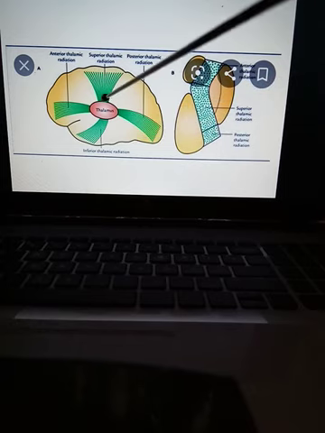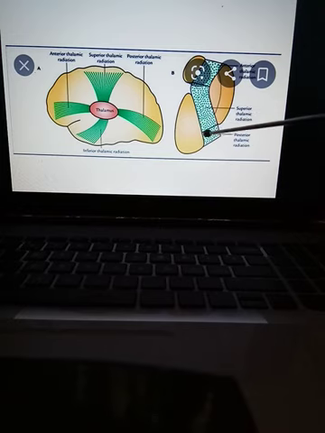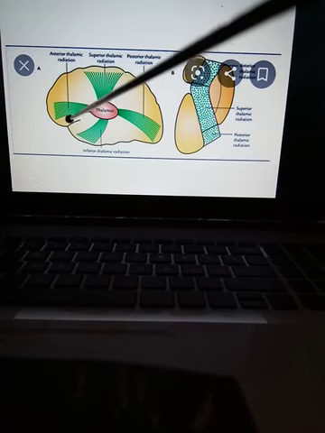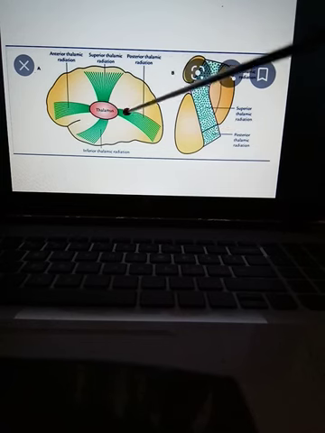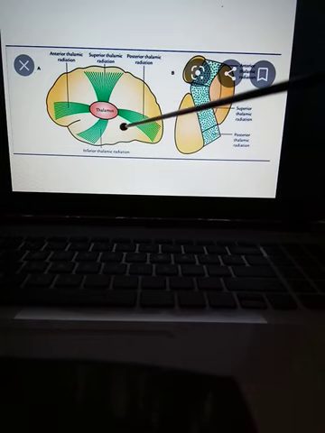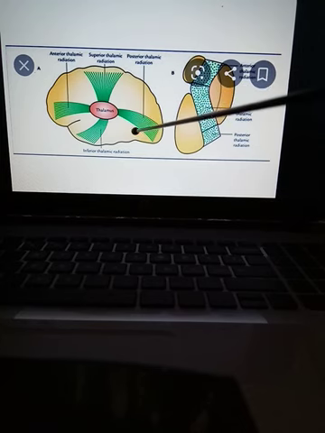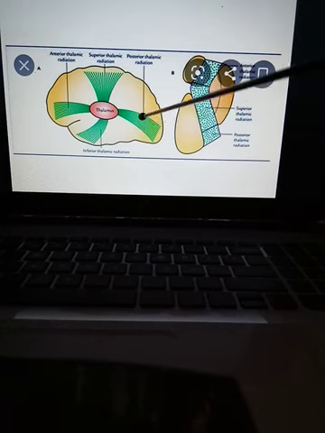They will be in the retrolentiform part. Retro means behind the lentiform nucleus. Here, the posterior thalamic radiation will be present in the retrolentiform part of the internal capsule, the posterior part of the internal capsule.